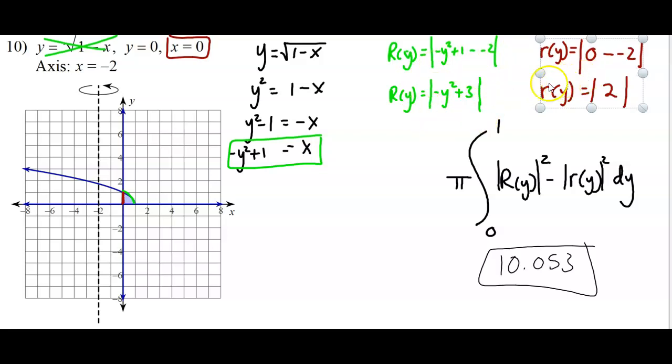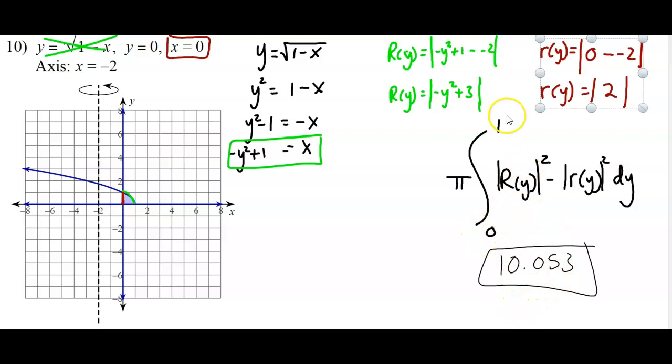My little radius is the function 0 minus the axis of revolution, so minus a -2. So it just becomes 2. In other words, the distance from this red line to that black line is 2 spaces. Then we do our washer method volume formula here, and we end up with 10.053.